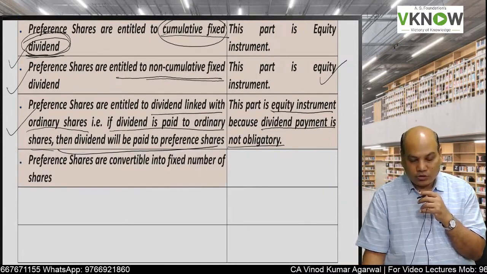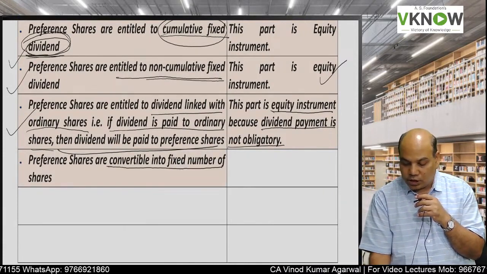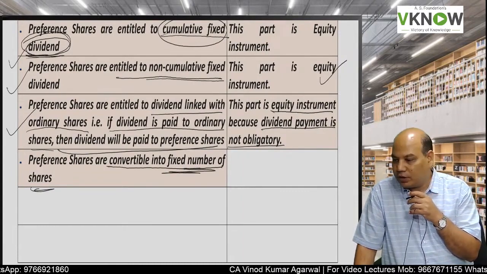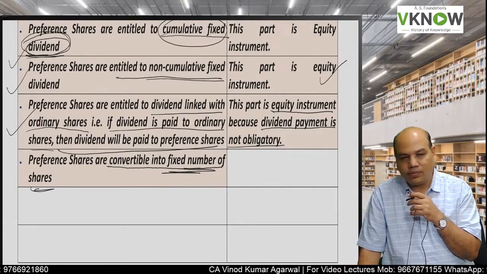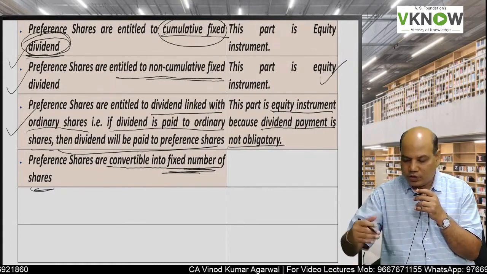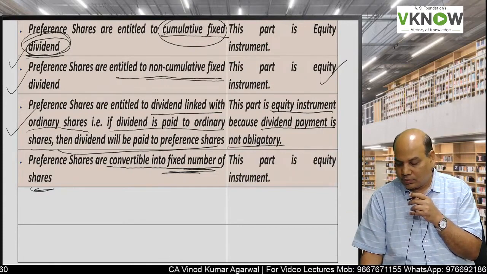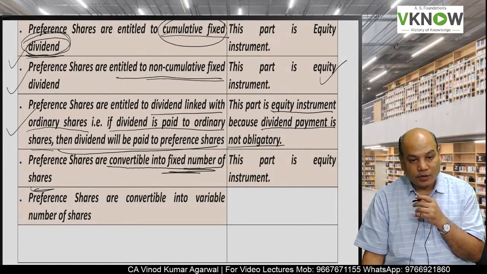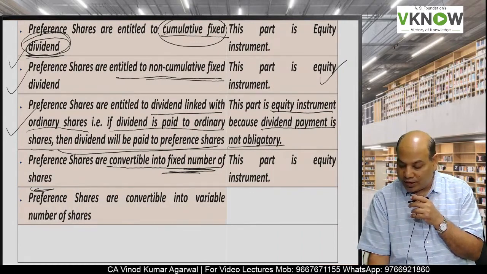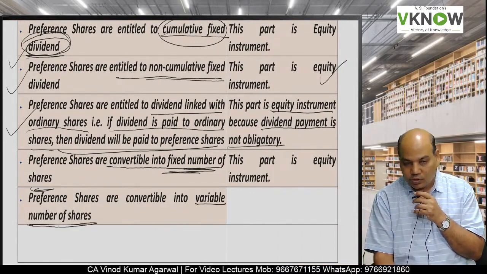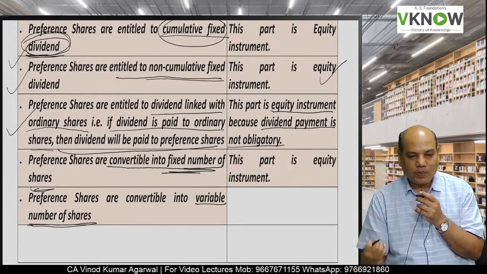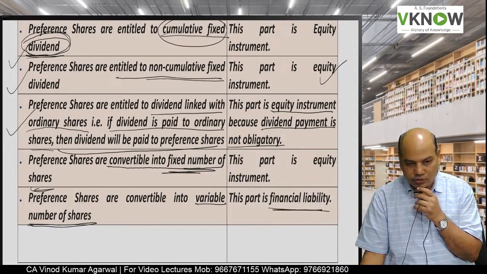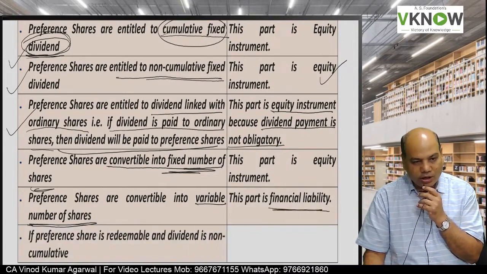preference share dividend. Next question. Preference shares are convertible into a fixed number of shares. If preference shares are convertible into a fixed number of shares, that means fixed cash against fixed number of shares, then that part is treated as equity instrument. If preference shares are convertible into a variable number of equity shares, here fixed cash was received, but a variable number of shares will be issued, so then that part is called financial liability.